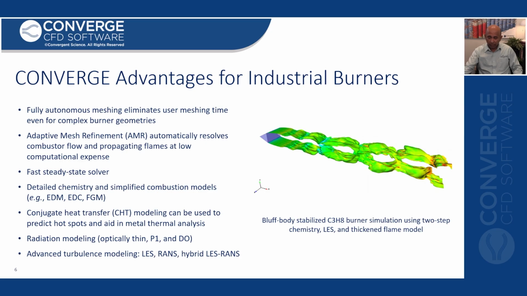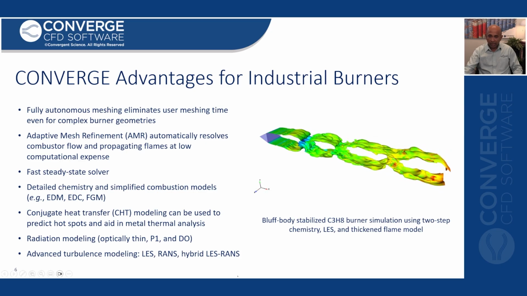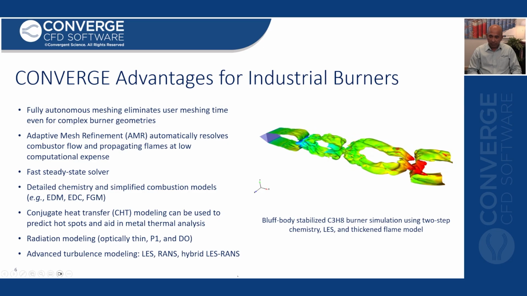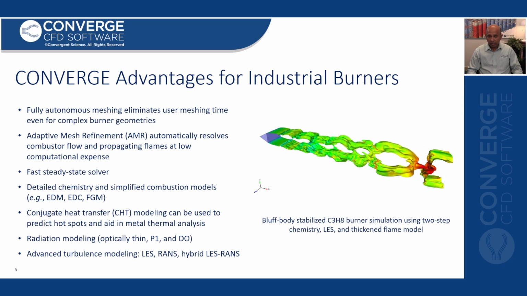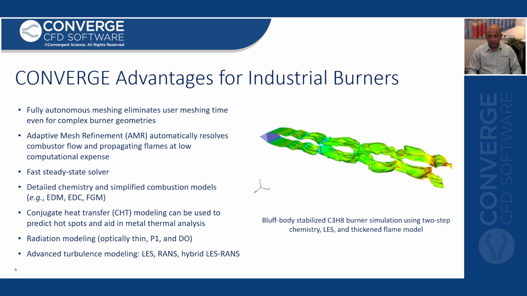Now, the video that you see on the screen is a bluff body stabilized burner, and propane is the fuel here. You can see how the use of LES, a thickened flame model, and detailed chemistry, in this case simplified two-step chemistry, predicts the flame shape very accurately.